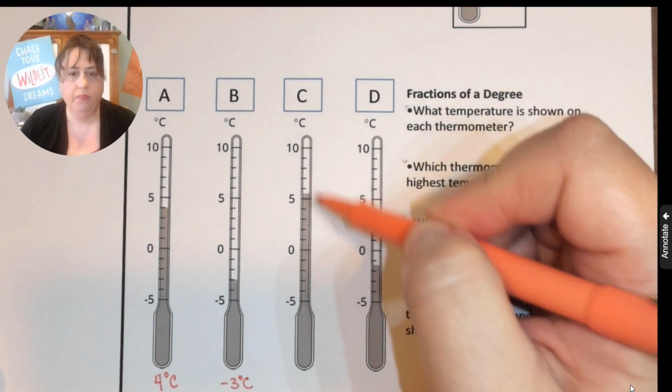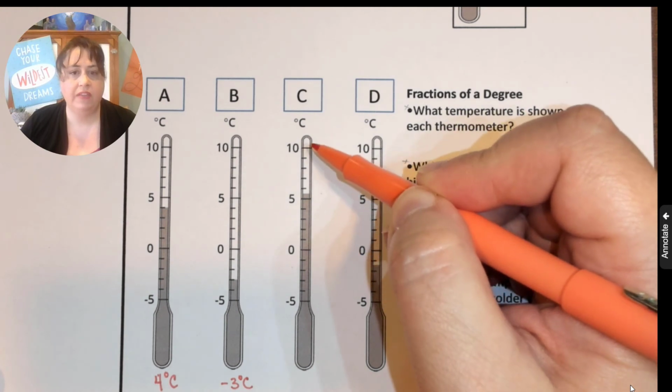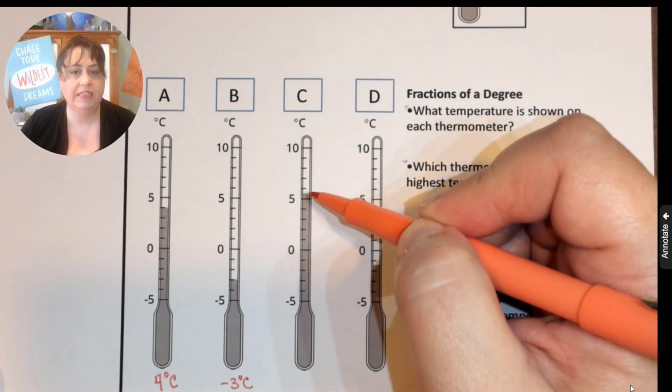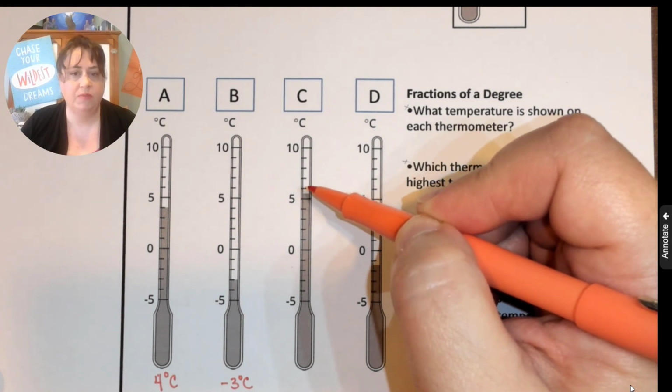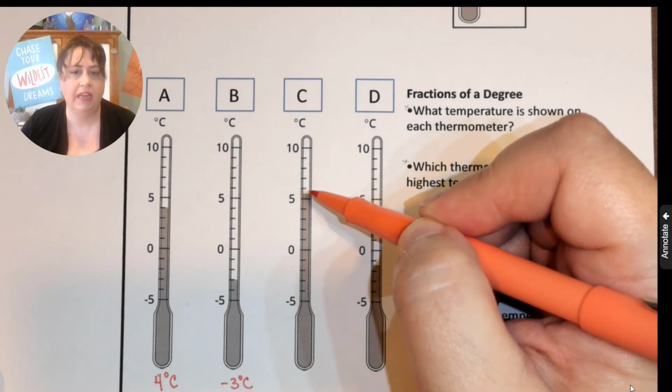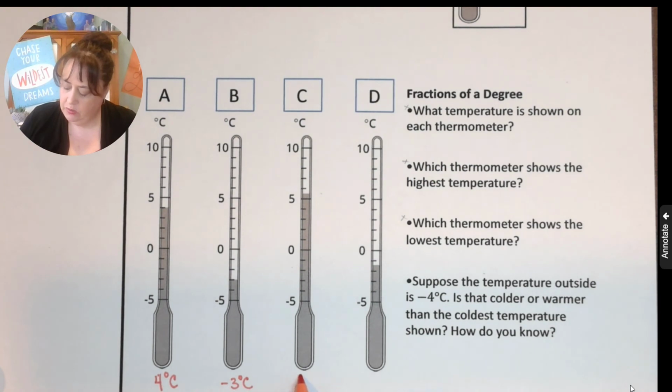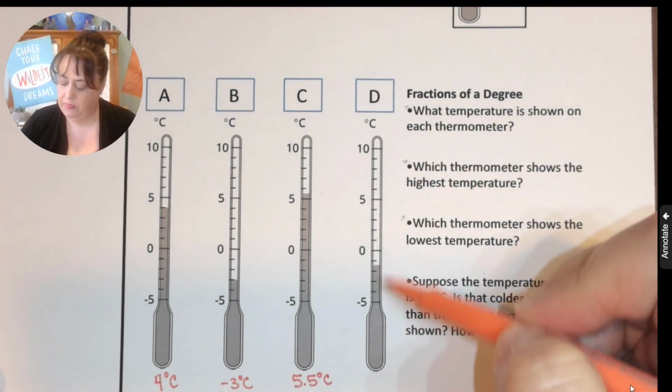This one, we know it's between 5 and 10, and we're going to have to make an estimate. So 5, 6, so it's between 5 and 6. I'm going to say it's about halfway, so it's 5.5 degrees Celsius.